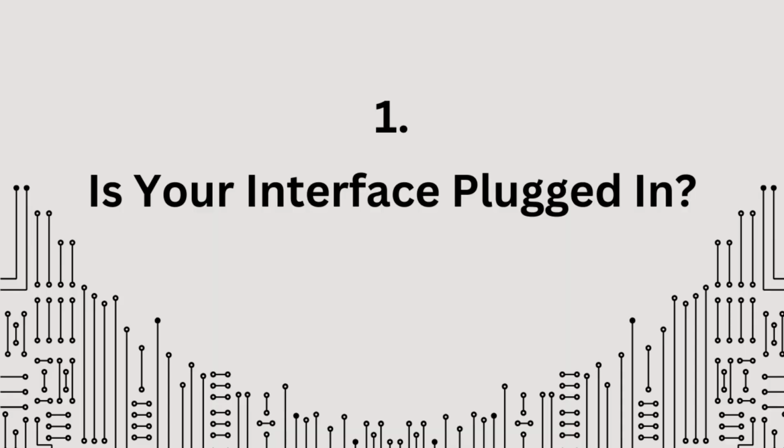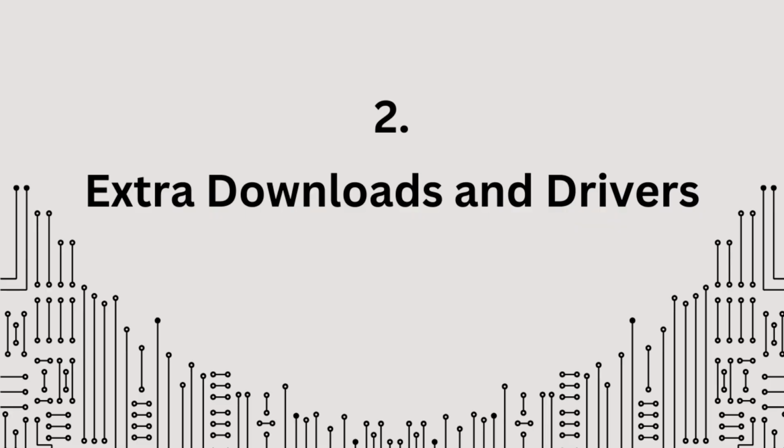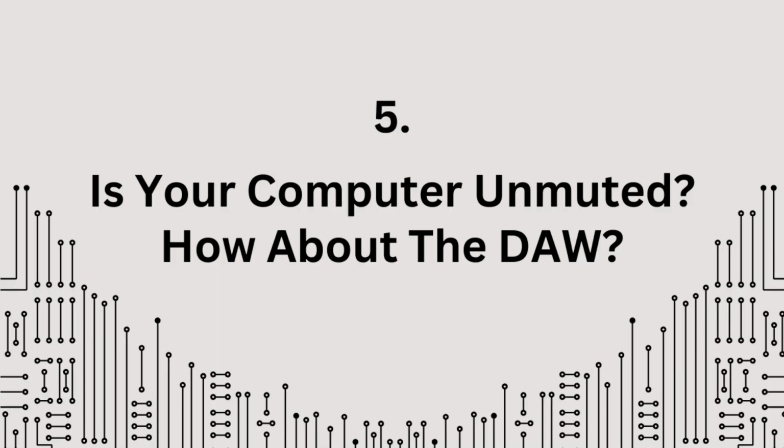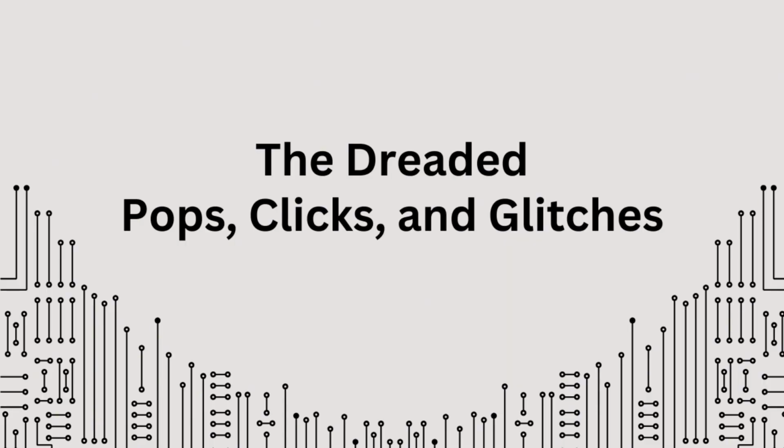So, to sum it all up: one, make sure your audio interface is actually plugged in correctly. Two, make sure you follow all the directions that come with your audio interface and download all of the drivers and necessary software for your interface to actually communicate with your computer. Step 3 is making sure that your audio interface is selected as your primary sound card for both playback and recording on your computer. Step 4 is to do the same exact thing inside the DAW. Remember, the computer and the DAW are two separate things, and you need to set the settings up for both of them. Number 5 is making sure that your DAW and your computer aren't muted, because it happens. Getting pops, clicks, and glitches is inevitable.